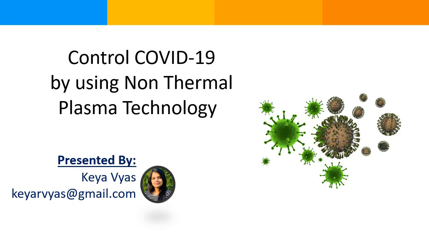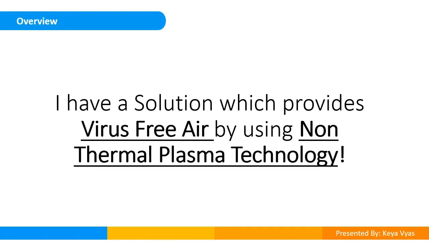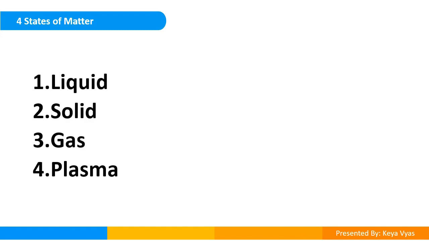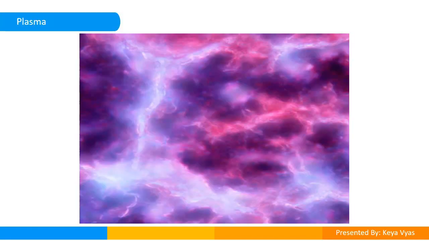COVID-19 can spread through air. So for this problem, I have a solution which provides virus-free air by using non-thermal plasma technology. Plasma is the fourth state of matter after liquid, solid and gas. Plasma comprises a cloud of free-flowing ions or electrically charged atoms, studied in plasma physics.